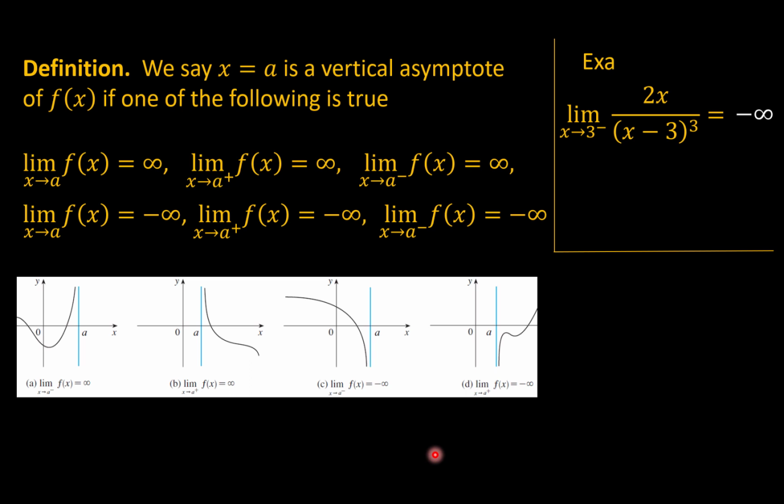Let's look at the example that we did. In the previous slide, we showed this limit is equal to minus infinity. Therefore, by the definition, x equals 3 is a vertical asymptote for this function. In general, if you have a rational function, to find the vertical asymptotes, you look at where the denominator becomes 0, and then you verify that the limit is indeed infinity or minus infinity. In this case, this is the only vertical asymptote.